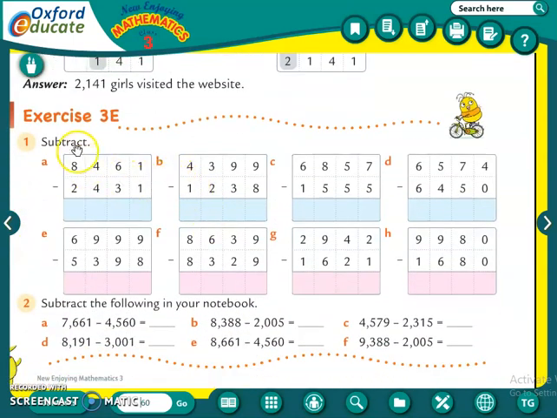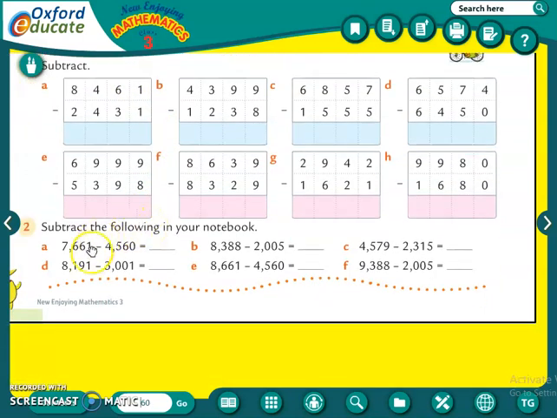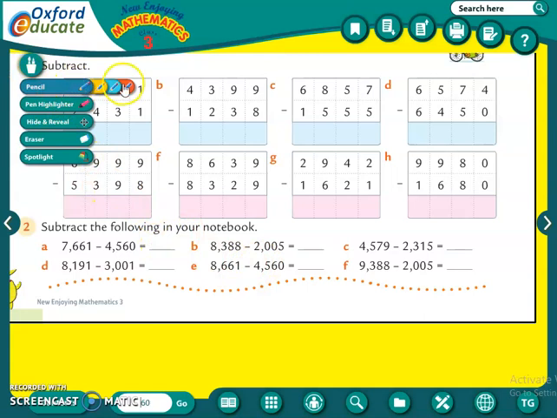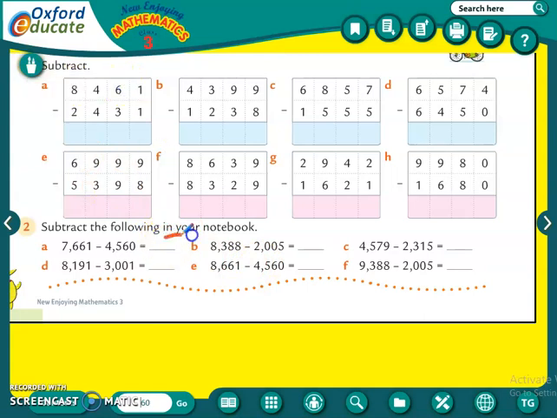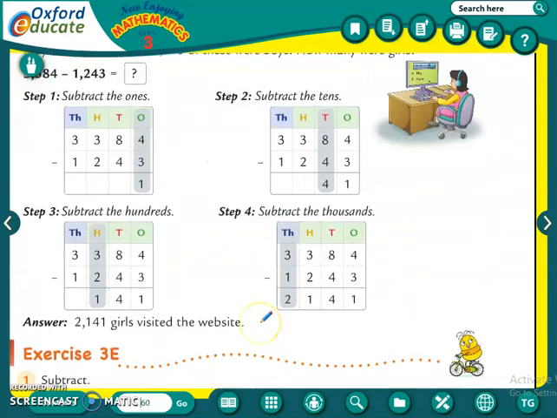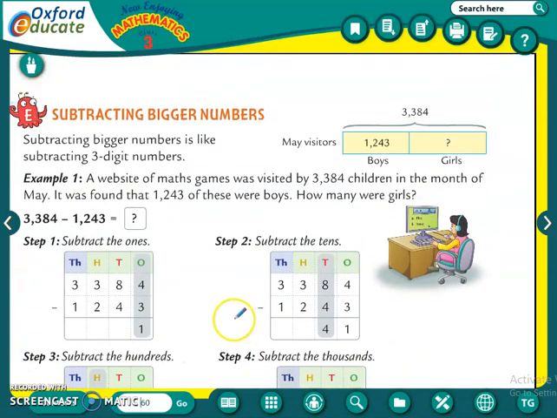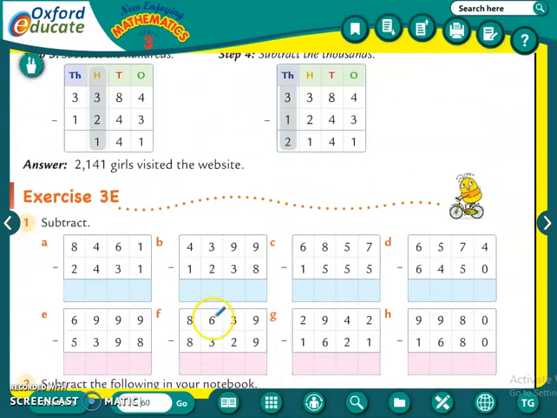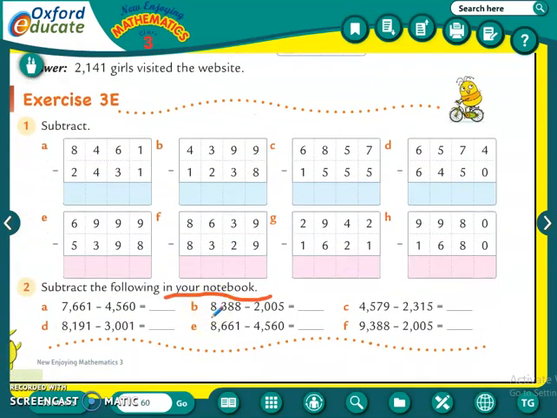Here is the exercise, exercise 3rd E that is given. Subtract: question number 1 you have to do in the textbook and question number 2 you have to do in your notebook. You have to remember this question that you have to do in your notebook. ये जो question है वो आपको notebook में करना है. Understood? So I am taking only this one topic, subtracting bigger numbers, because in this so many sums are there that you have to do. So you can complete it within 2 days.